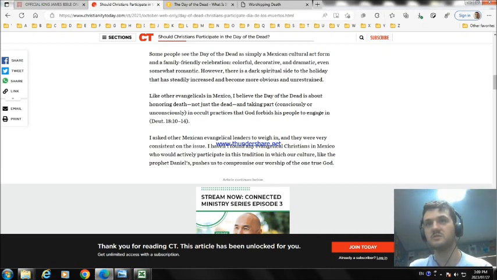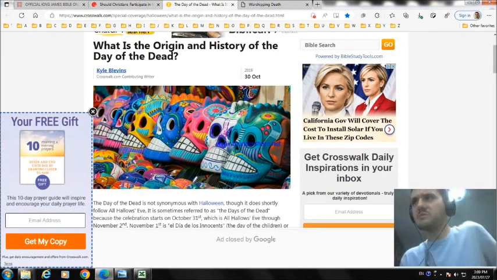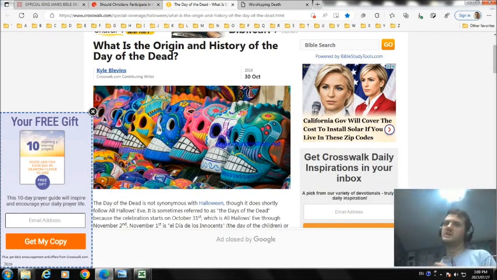Deuteronomy chapter 18, verses 10 to 14. I asked other Mexican evangelical leaders to witness, but they are very considerate on the issue. I found that Christians in Mexico would have difficulty participating in this tradition, which, like the Prophet Daniel, pushes us to the cornerstone of our worship of the one true God. So that's why I believe the Day of the Dead is a tradition of necromancy.